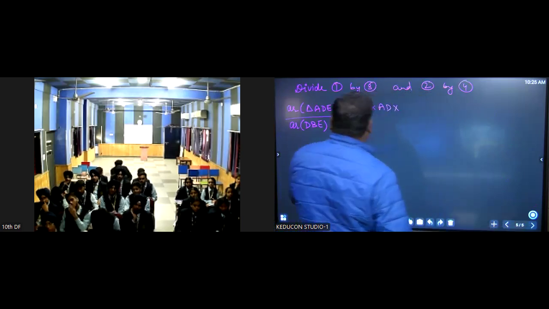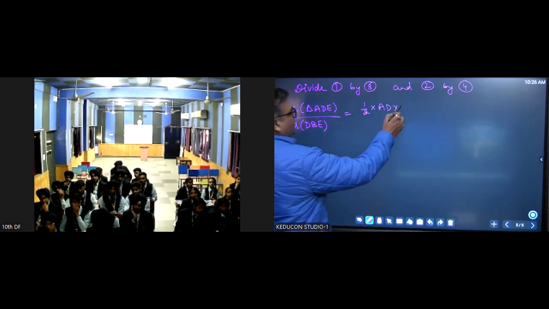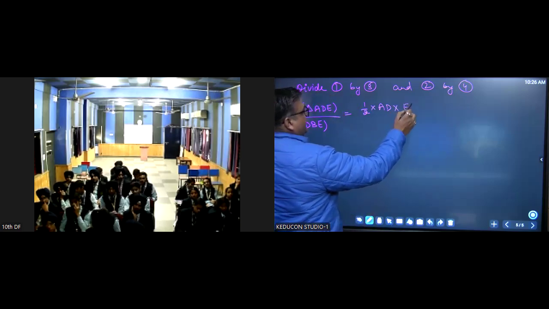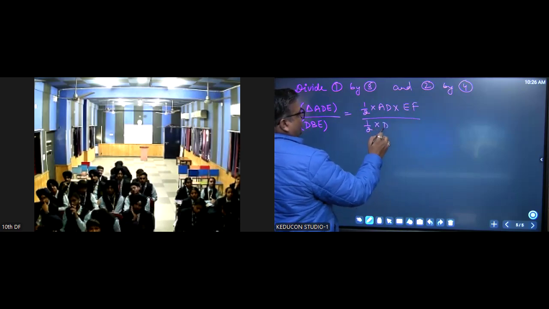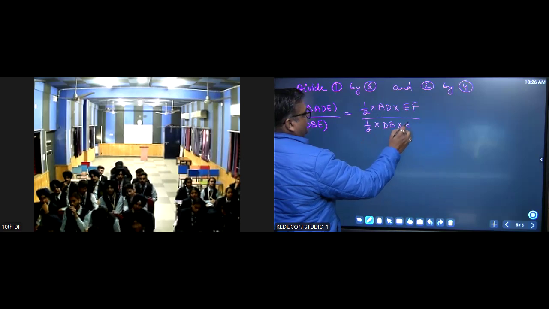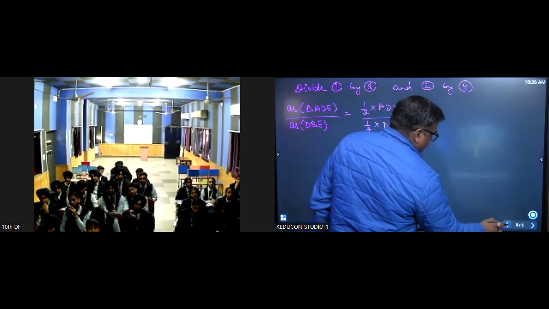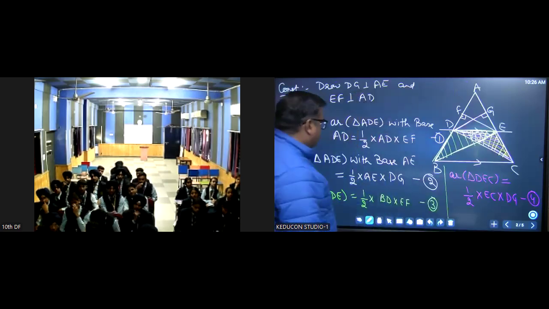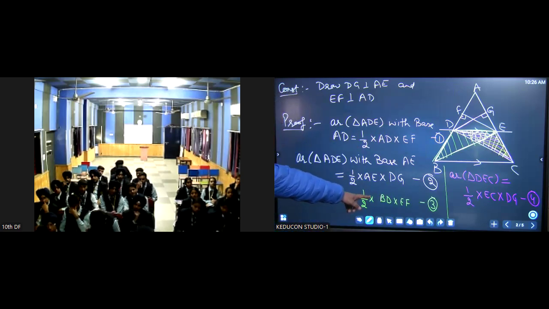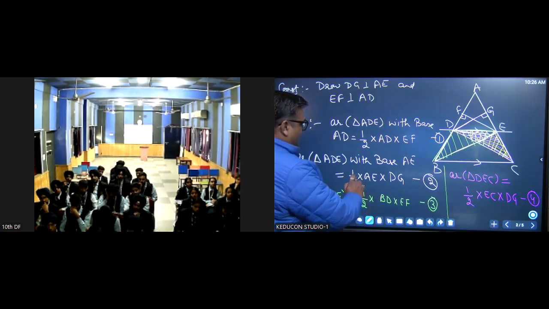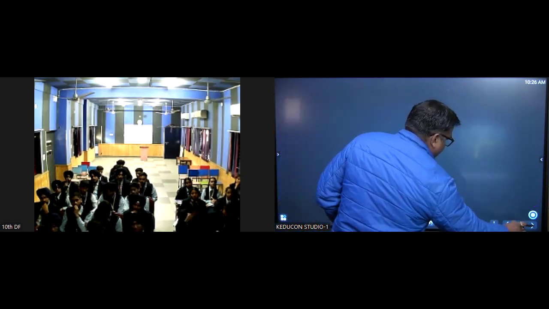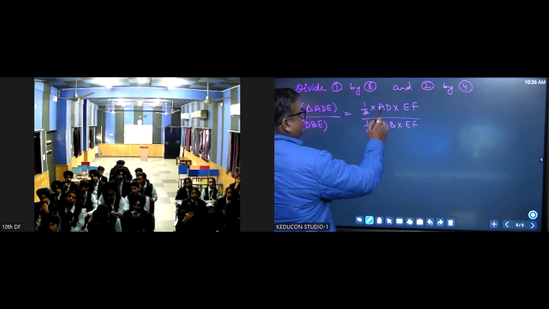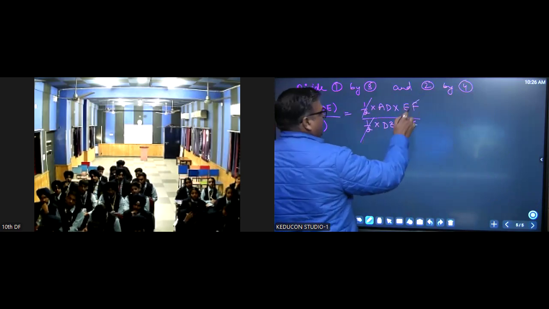ये दो पेज बीच में रह गए, कोई बात नहीं. AD into EF and it was half into BB into ये आ रहा था बच्चों, half into BD into EF, right? Similarly this will be half into AE into DG. half cancel हो गया EF से EF.